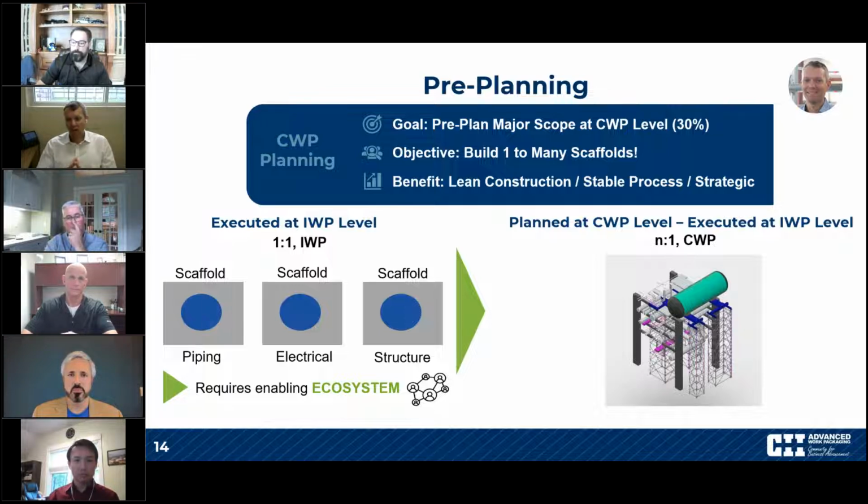Now, many might say, well, you know, planning scaffold is tricky because obviously we don't even know the change. We don't even know what exactly we're building in construction. It just unfortunately has to wait or stay a constraint. So just for the mindset, our goal is not to plan every individual scaffold tower on a mega project. The goal is just to basically capture the main major scope, which might be 30%.